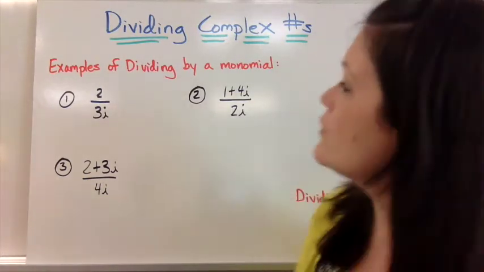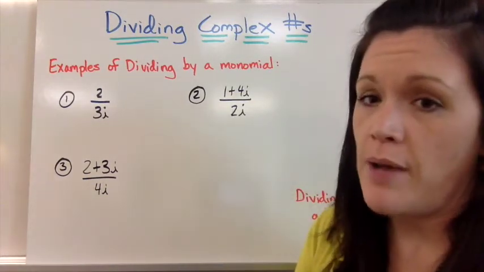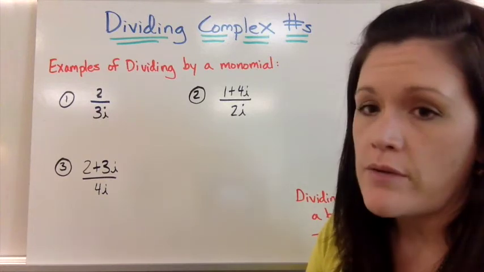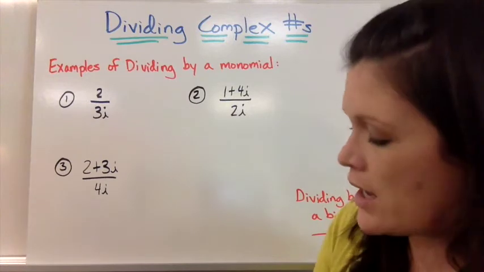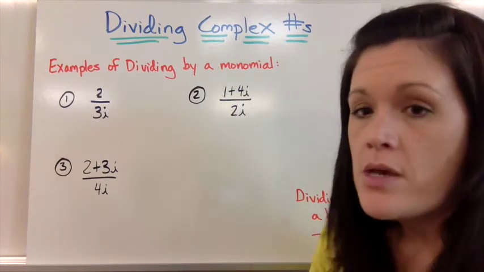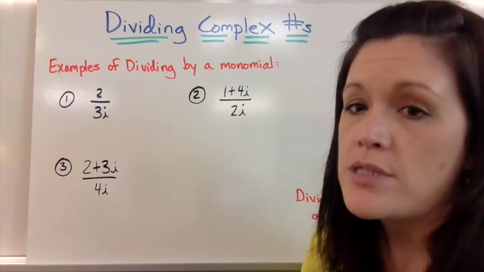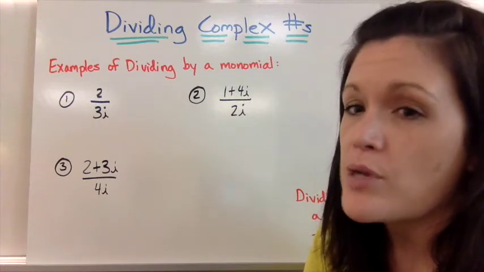The first three examples are if you're dividing by a monomial, just one term that has i in it. What do you do to get rid of it? 2 divided by 3i is our first example. To get rid of i, we know that i squared equals -1, so we can use that to help us clean these up really easily.